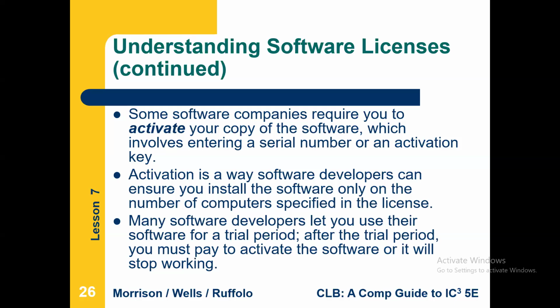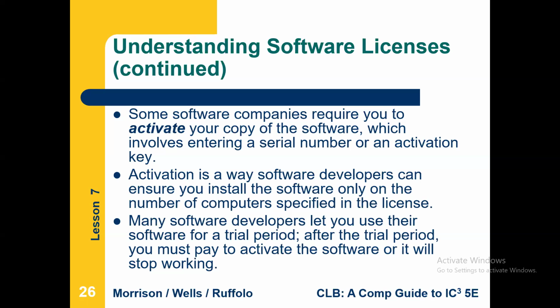So activation is a way software developers can ensure that you install the software only on the number of computers that has been specified in the license. So if I go in for a single user license, during the activation, they will ask me for a serial, or they will generate a serial number for me. Usually when you register, they will take the MAC ID of your PC. Every computer has got a unique number called a MAC ID. So that MAC ID will be taken and then registered in their system.